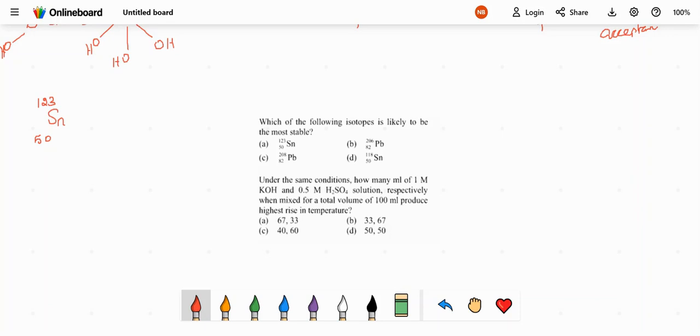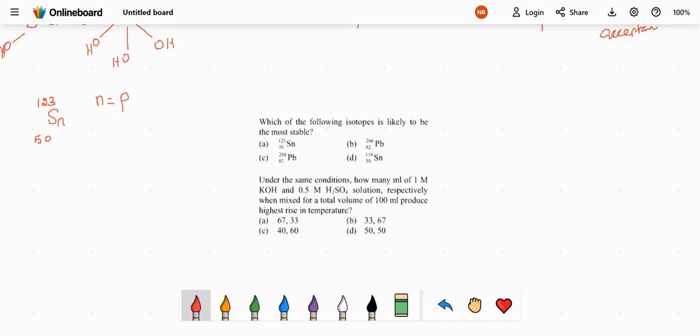You know the neutron and proton ratio should be 1. That is, it should be equal, because to get the binding energy properly, the neutron and proton numbers should be equal. That is, the number of protons and the number of neutrons should be equal. Then it will be very stable.